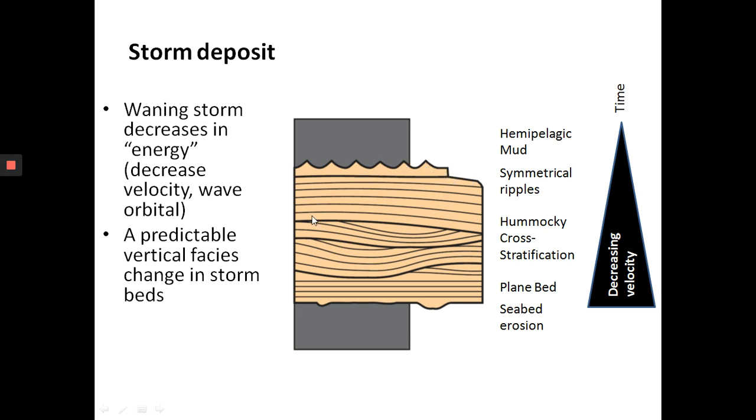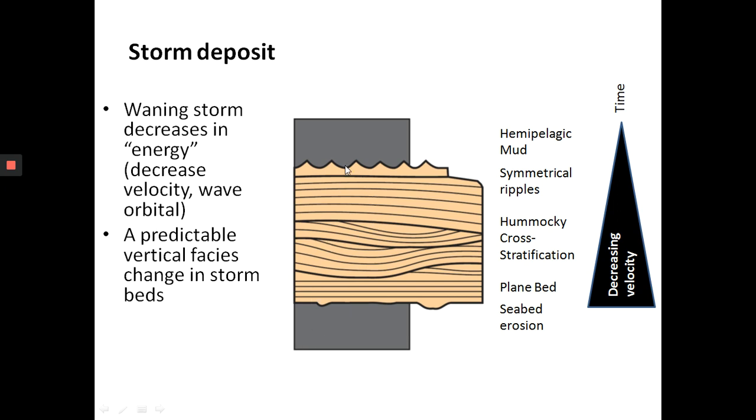But then your storm stops, you go back to normal fair weather conditions, sand is no longer being deposited, and what happens is that you only get hemipelagic suspension falling down from the water column in the form of clay. You get a hemipelagic mudstone deposited on the top. So this normal graded bed here, we call it a tempestite. This is a storm deposit. So you get this predictable vertical facies change in storm beds.